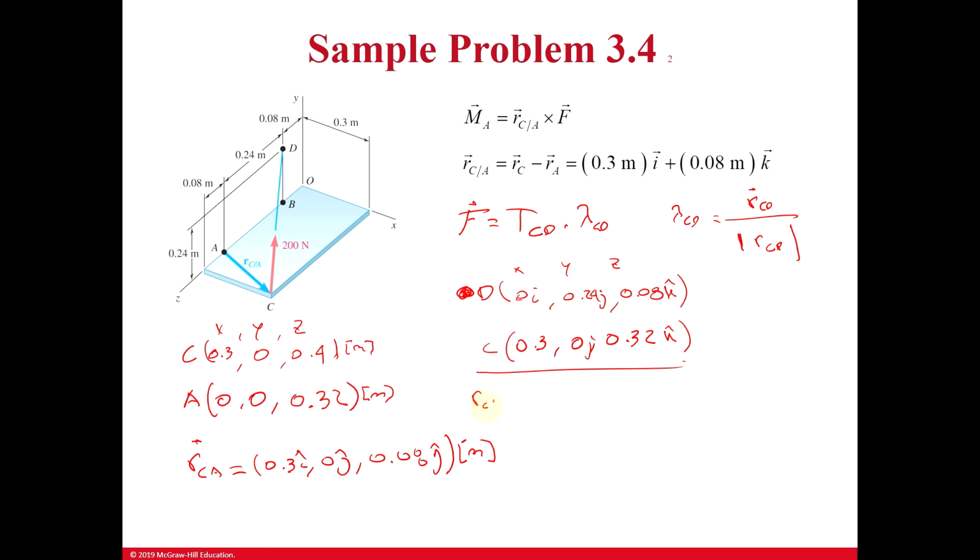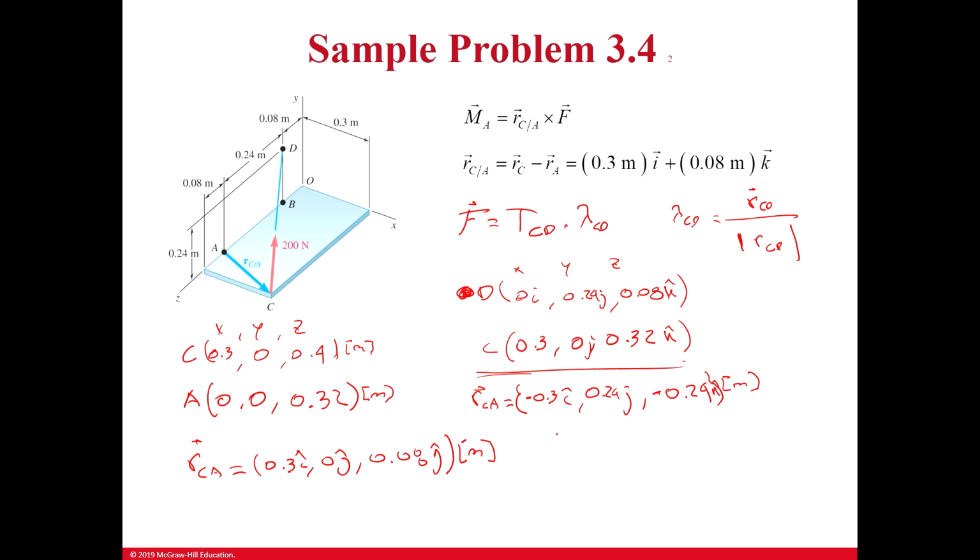All right, so RCD is equal to 0 minus 0.3 is minus 0.3 in I, comma, 0.24 minus 0 is 0.24 in J, comma, 0.08 minus 0.32 is minus 0.24 in K. All of this is in meters, and this is K, the direction K.